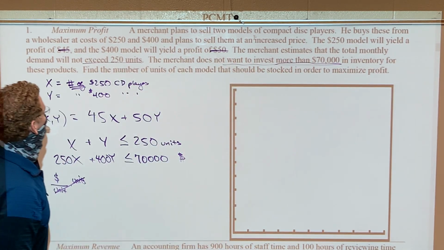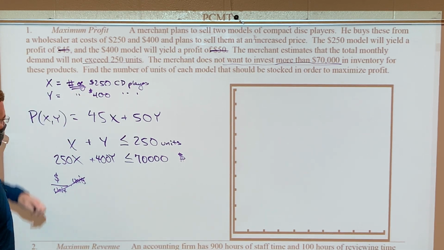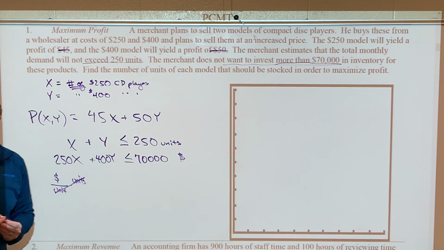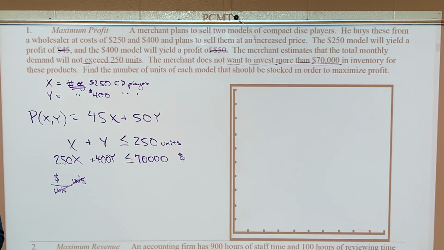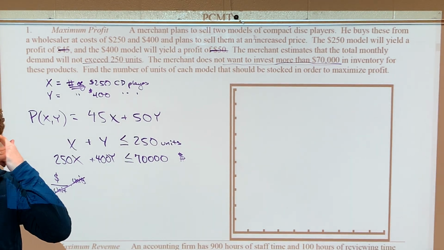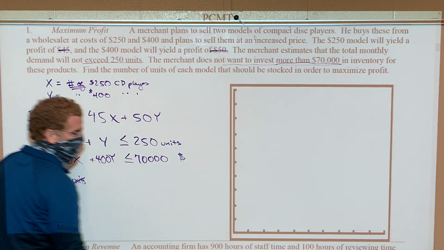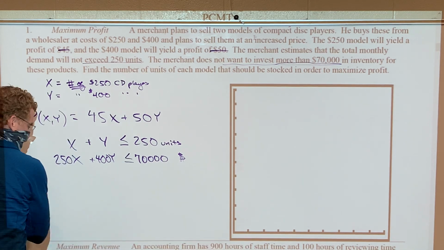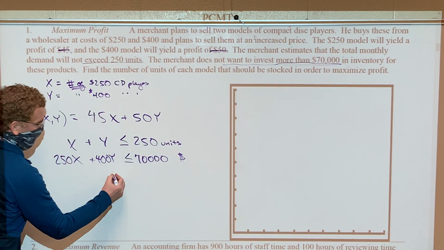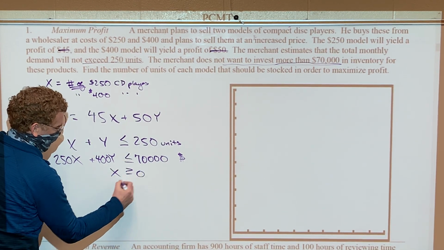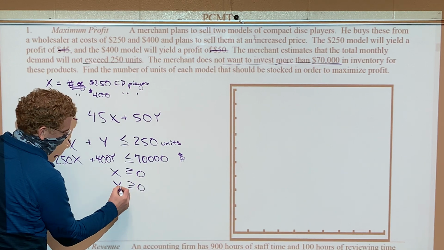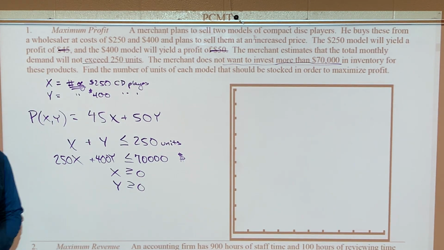Does not want to invest more. And then it says, is that it? Do you see anything else that talks about inequalities? I don't see anything, but I know something. Can't be a negative, so what does that mean? That's right. X and Y have to be greater than or equal to 0. And that's probably the more common thing that people forget. It's not going to get you killed on a test. You probably get dotted when you forget them.